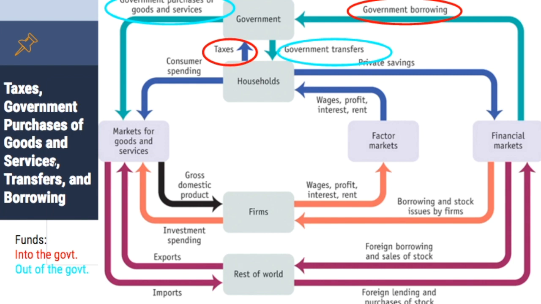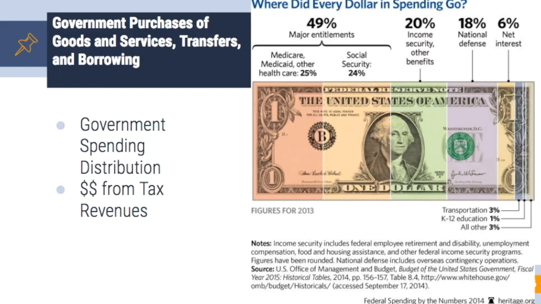So funds go into the government in the form of taxes and government borrowing. Basically, if the government was a person, it would be his or her income and loans. Funds go out of the government in the form of transfer payments and purchases of goods and services. So it's like a person donates to charity and has consumer spending. Yes, that's a wonderful analogy. So where does the money from the taxes go to?